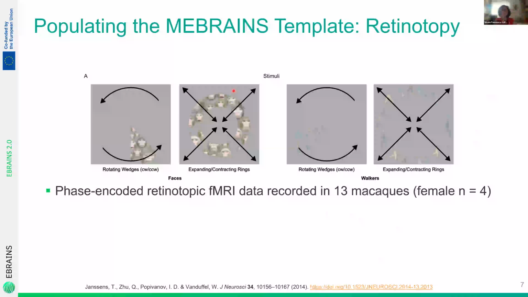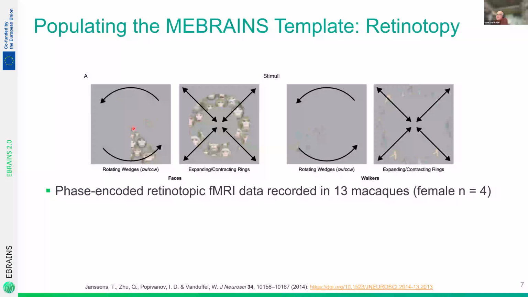Oh, but tell me something then. How did you acquire this data in the macaque monkeys, and how did you integrate it into MEBRAINS? Because you just said that these maps have already been known in the past. Yeah. So this is easy to say. It was not that easy to do.